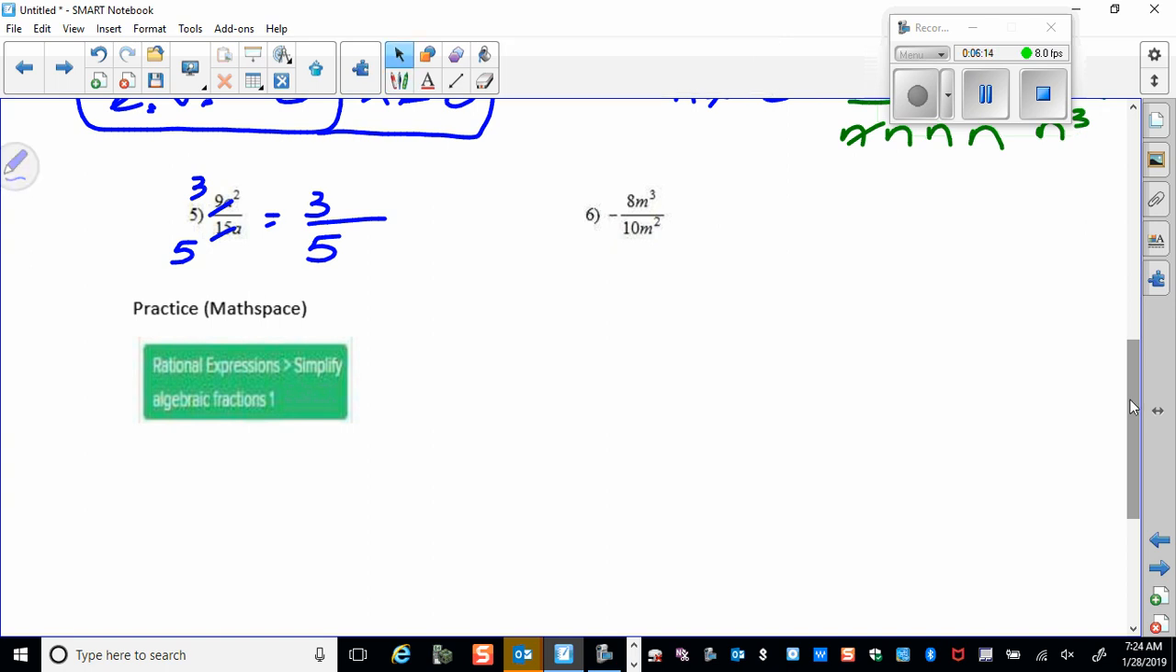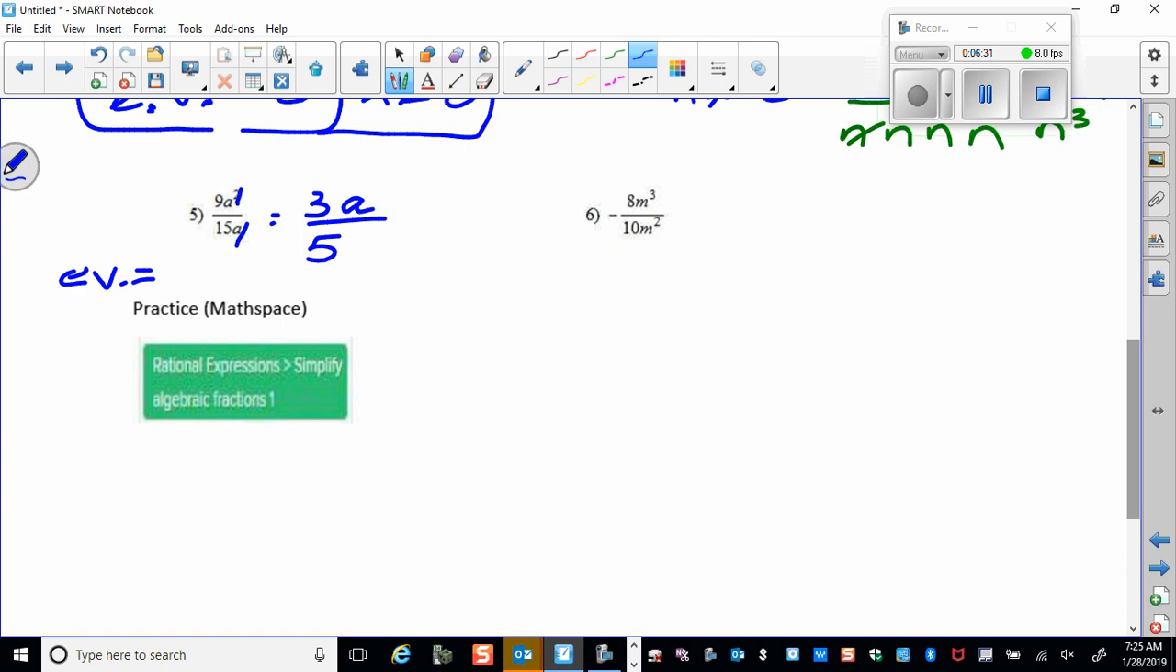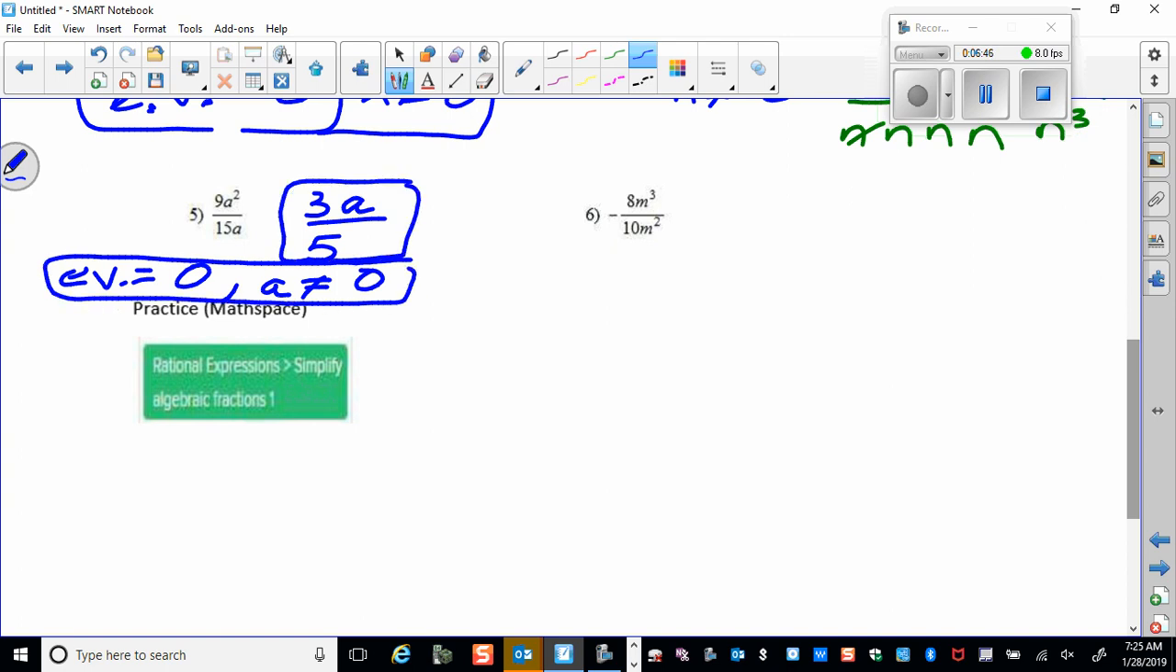And then my A's, look at the A's, I've got 2 on top and 1 on the bottom. So this is going to cancel out with one of these, so it would be A left over on the top. And my excluded value is 0, right? A cannot equal 0. All right, so I could write it like that. I'll say the excluded value is 0, or I could say A cannot equal 0. So those are my two answers, right? This is simplified and excluded value.